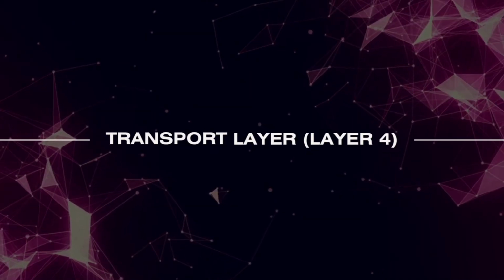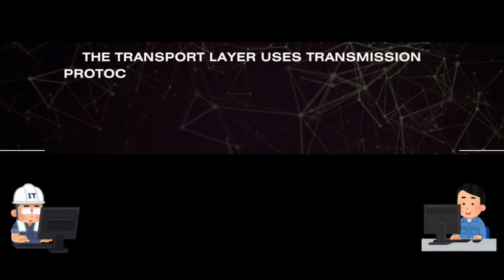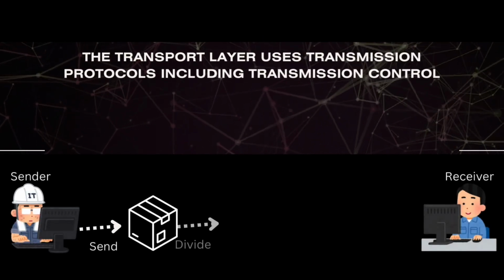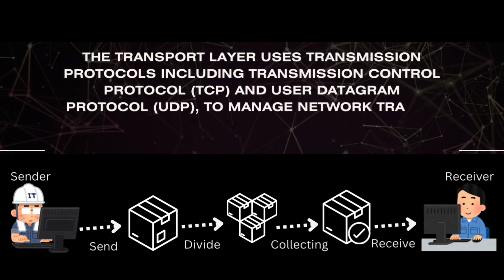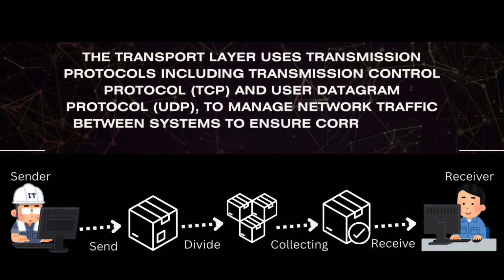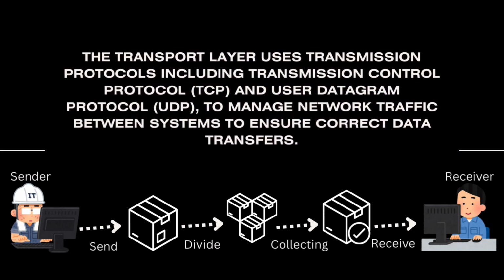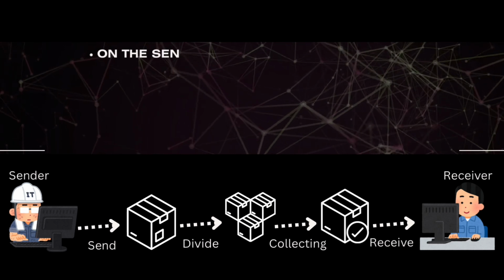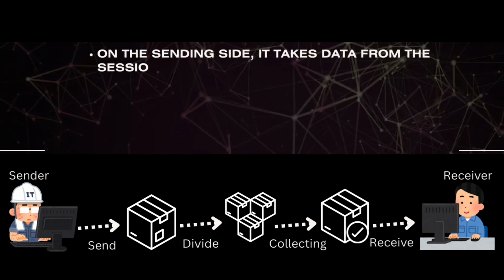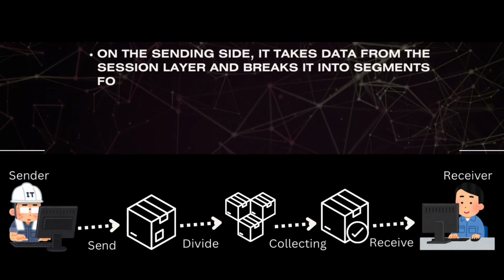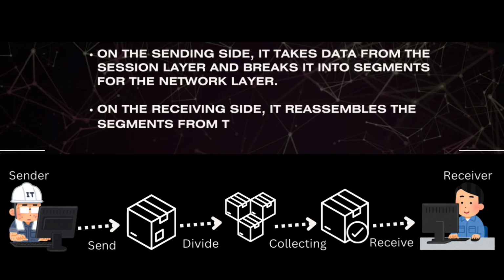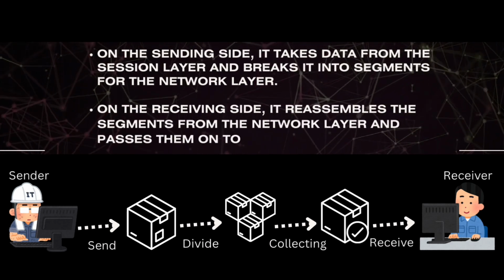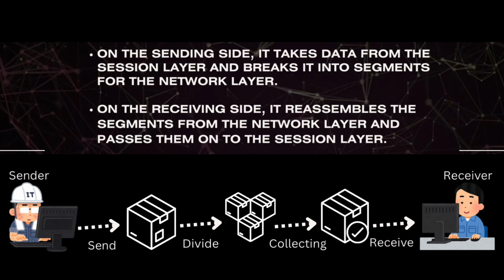Transport layer, layer number 4. The transport layer uses transmission protocols including Transmission Control Protocol (TCP) and User Datagram Protocol (UDP) to manage network traffic between systems to ensure correct data transfer. On the sending side, it takes data from the session layer and breaks it into segments for the network layer. On the receiving side, it reassembles the segments from the network layer and passes them onto the session layer.